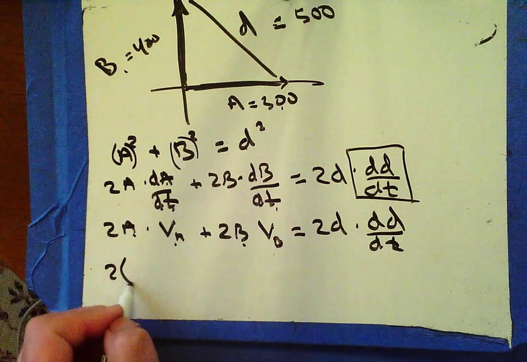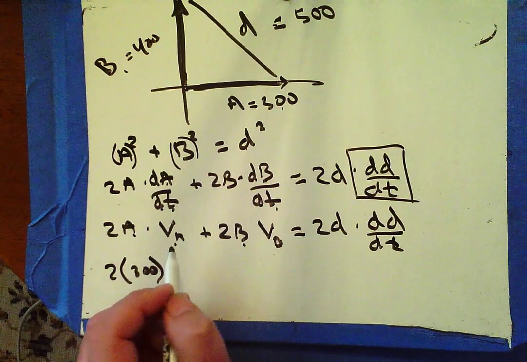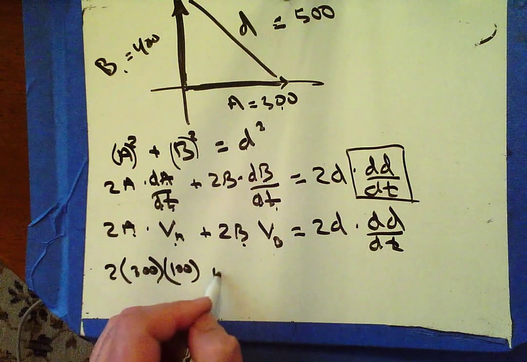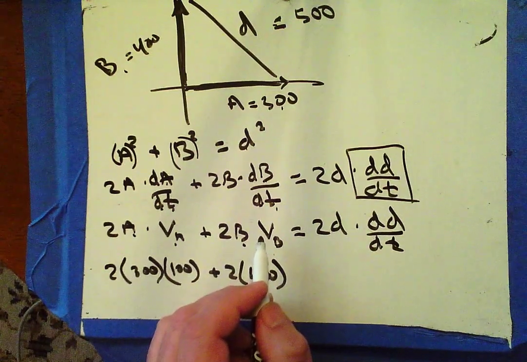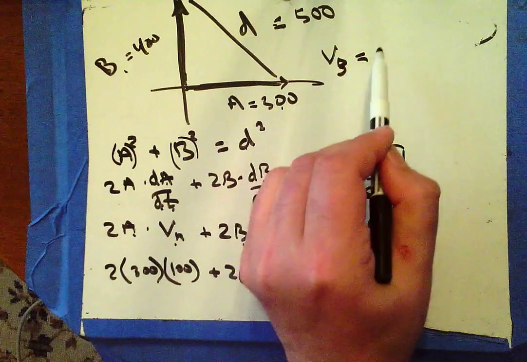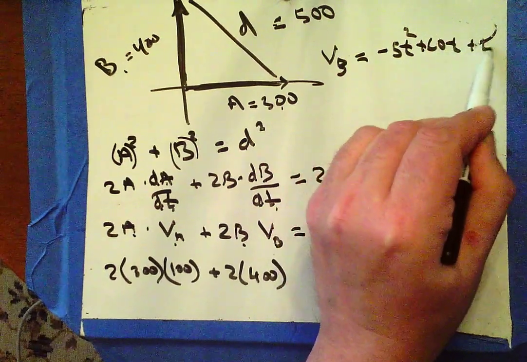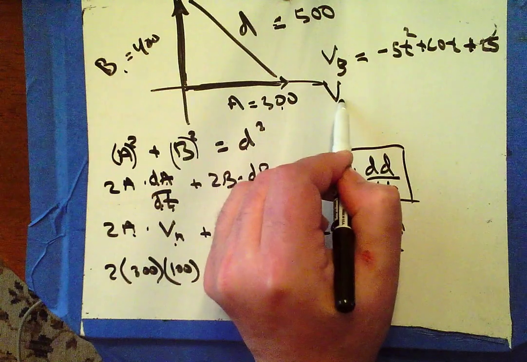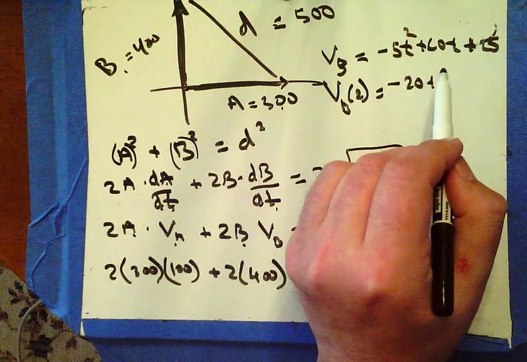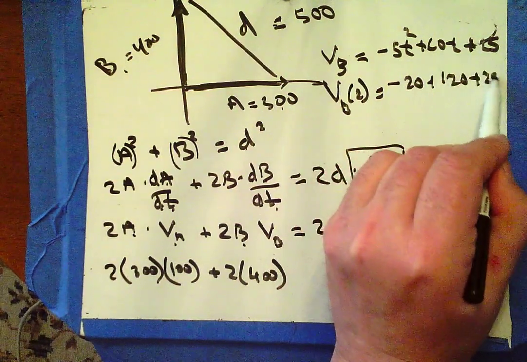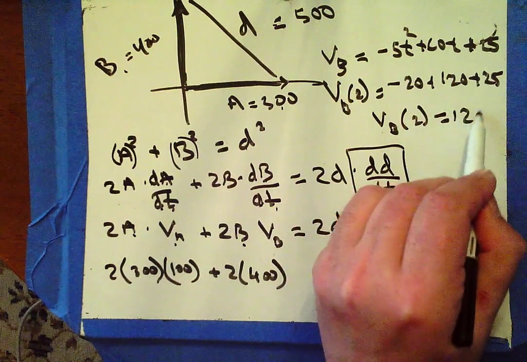So I've got 2 times 300, and we want to know the velocity at time equal to 2. Velocity at 2 is 100. Plus 2 times 400. Velocity at 2 for B. So velocity for B was given by this polynomial function, negative 5t squared plus 60t plus 25. And I want V of 2. So that's negative 20 plus 120 plus 25. And so I get VB of 2 is 125.